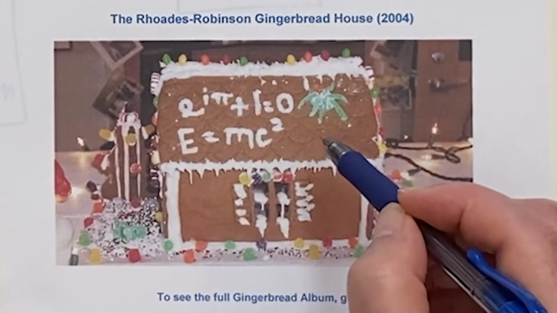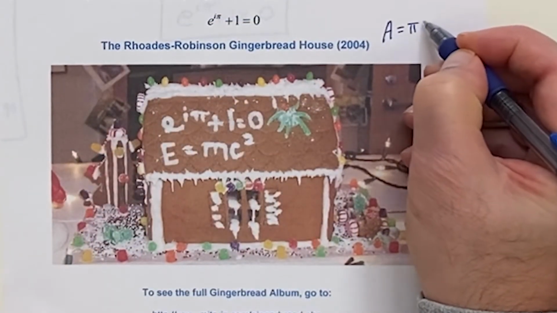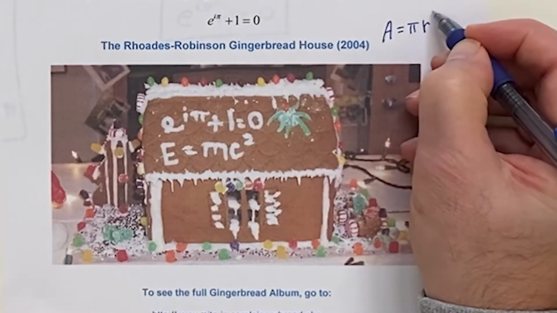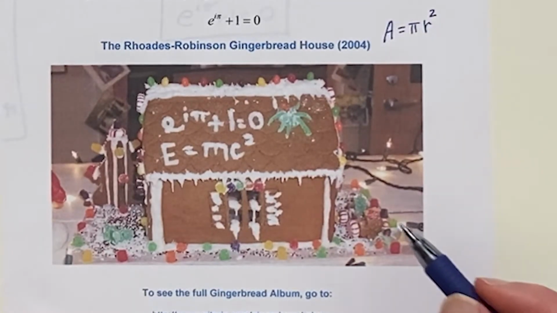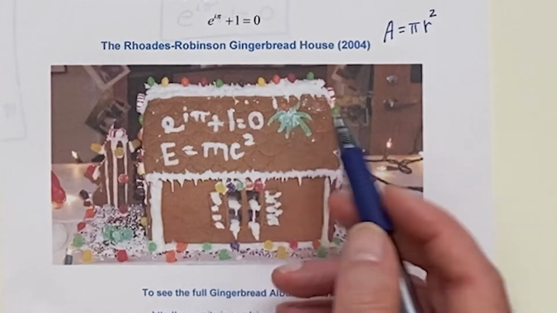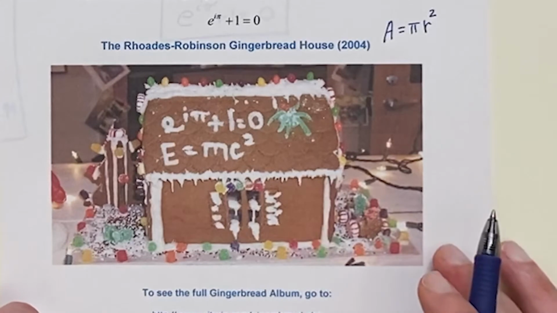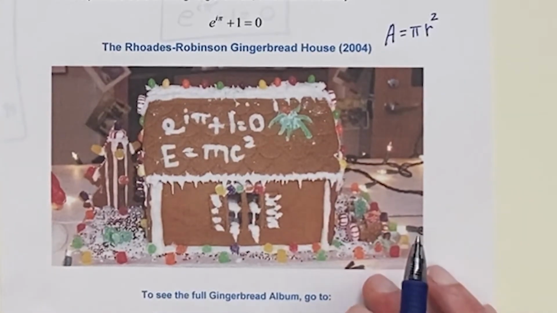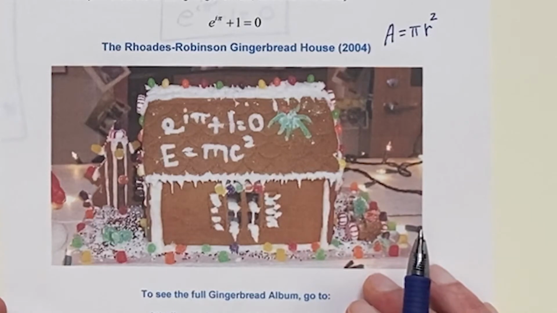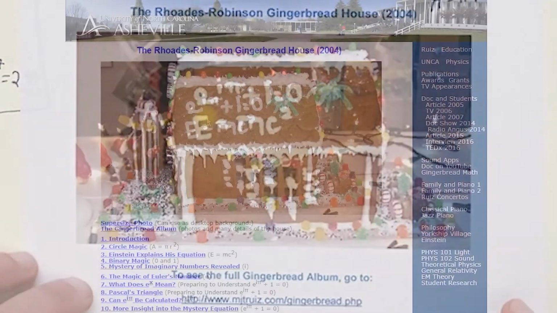since the physics folks will use capital E for that. And on the rear side of the cake, they had the area of a circle is pi r squared. So these are very important formulas here. We're looking at this one today, the Euler identity, of course, E equals mc squared, very important in mathematics. So it's a science building and math building, the Rhodes Robinson complex at UNCA. And you could go here and see more pictures of the cool gingerbread house from different angles and all the nice candy and decorations that were there.